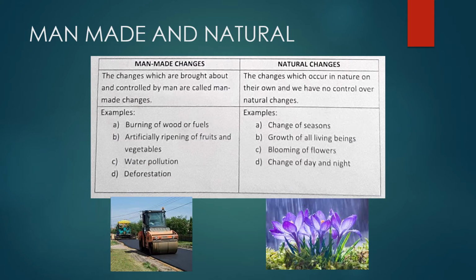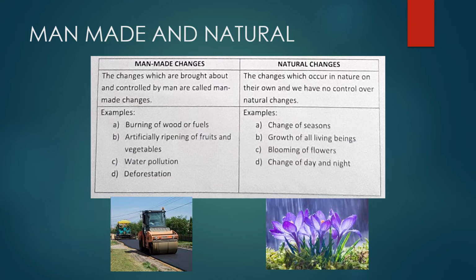Now, some examples of man-made change are burning of wood or fuels, artificial ripening of fruits and vegetables, water pollution and deforestation. As we know, when the water changes its normal color and smell, it becomes polluted water, and this is a man-made change and it doesn't happen naturally. Deforestation means large scale cutting of trees. So if you cut trees on a large scale, then it is deforestation and that change is a man-made change, not a natural change.